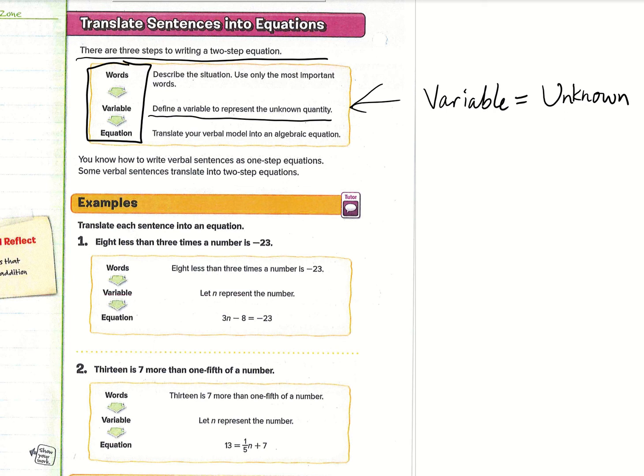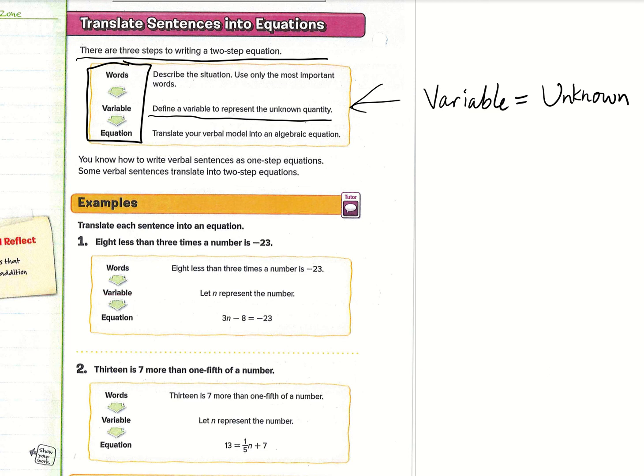And then the third part of it is your equation. Once you have your variable, you can then model the equation around that variable. So we're going to try to use this on example number 1. It says translate each sentence into an equation. The first one says 8 less than 3 times a number is negative 23.